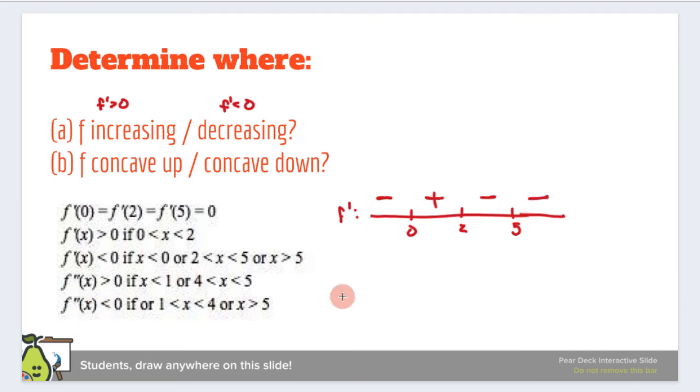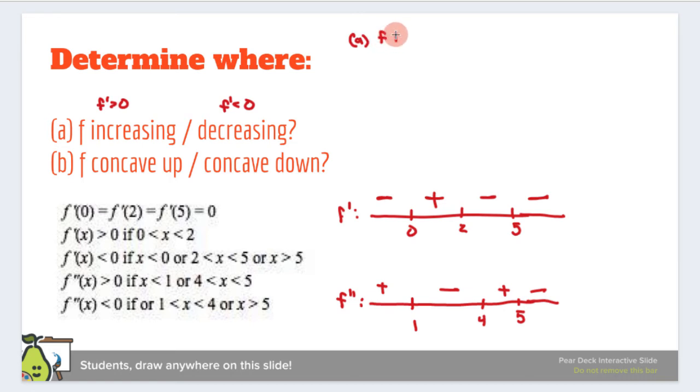Let's go ahead and just do our f double prime number line while we are at it. We can see that it is positive less than 1. Between 4 and 5, it's also positive. It is negative between 1 and 4, and then after 5. All right, there we go.